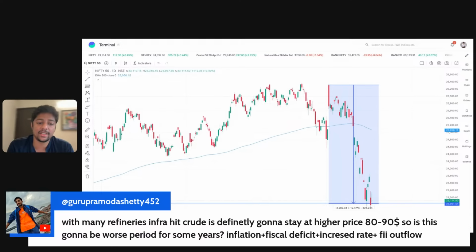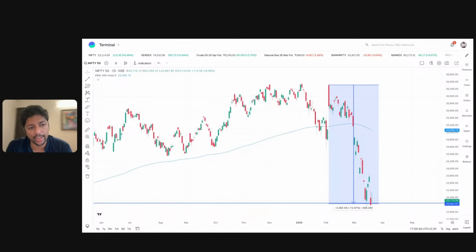With many refineries' infra hit, crude is definitely going to stay at a higher price. Absolutely agreed that it won't go back to 58. I think 70, 75 should be okay. Can this be the worst period for some years? Inflation, fiscal deficit. It looks like it. Guru, you're absolutely bang on point.